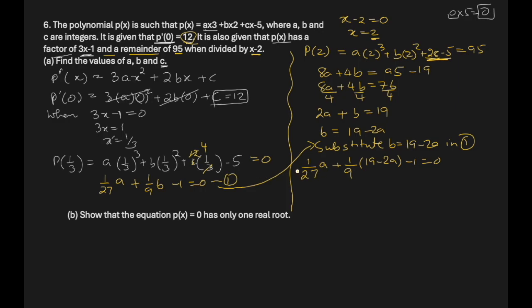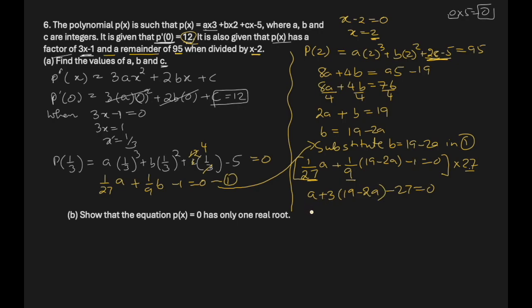In such equations where we have some denominators, see what the LCM of the denominators is. 27 and 9, the LCM is 27. So we'll multiply the whole equation by 27 so that we get rid of them. 27 multiplied by 1 over 27 is 1, so we are left with just A. 27 multiplied by 1 over 9 is 3, plus 3 times (19 minus 2A), minus 27, equal to 0. 27 times 1 is also 27, okay?